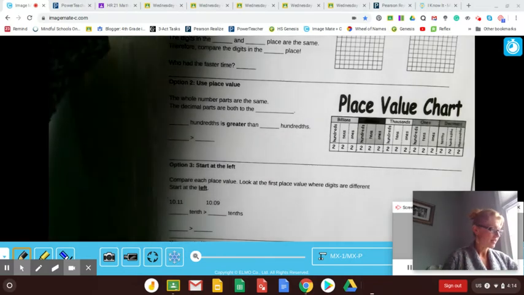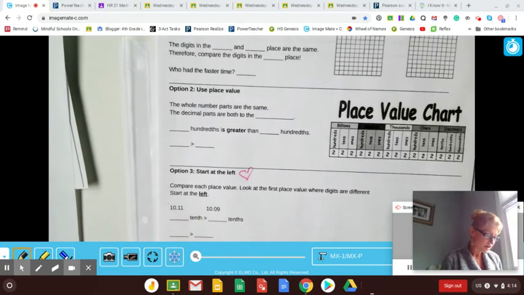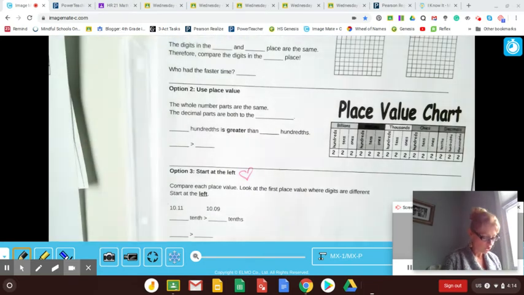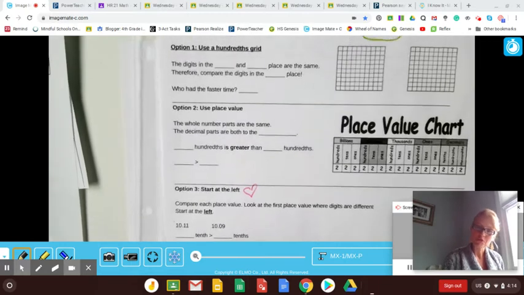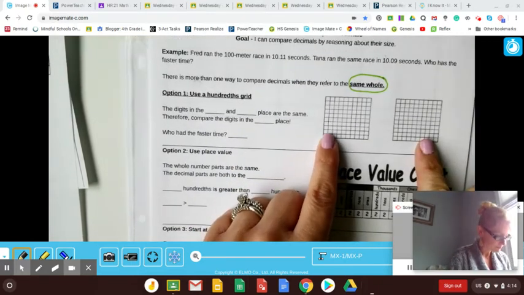I have to say that option 3 tends to be my favorite because I think it's quick and easy and generally very accurate. So you can pick which one works best for you. I'm going to show them all to you today. Let's try first by using the hundredths grid.